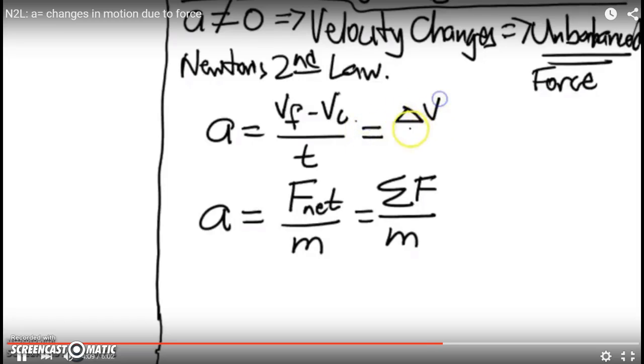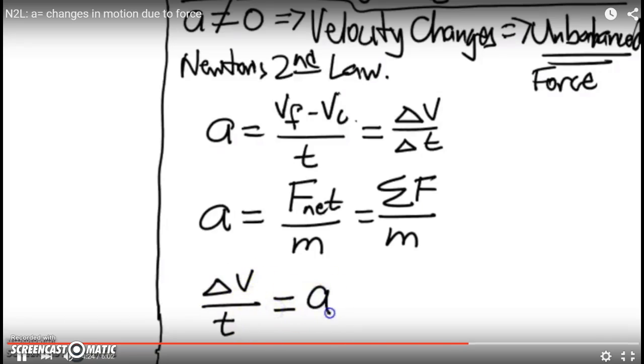Just a reminder that our final velocity minus our initial velocity can also be called our change of velocity. So our change of velocity divided by time is also our acceleration. Let's set these two equations equal to each other. Our change of velocity divided by time is equal to acceleration, which is also equal to our sum of forces divided by mass.